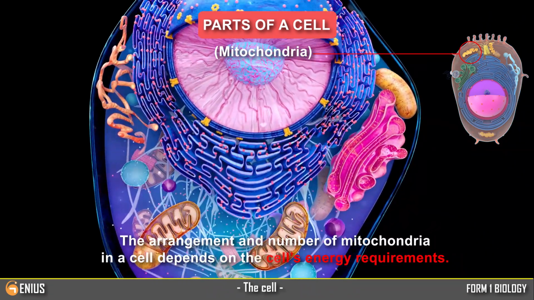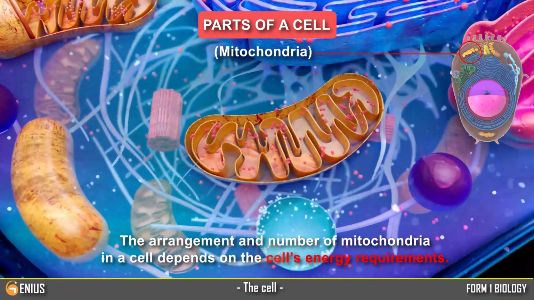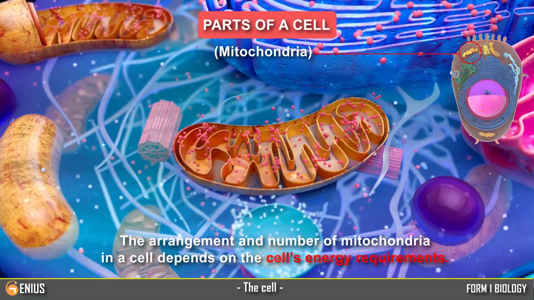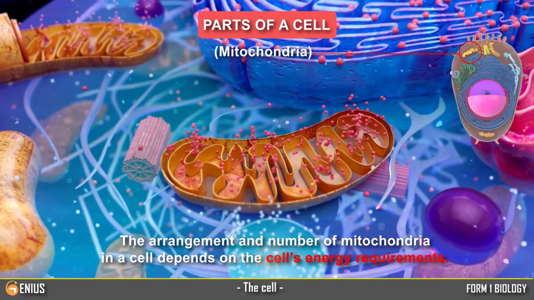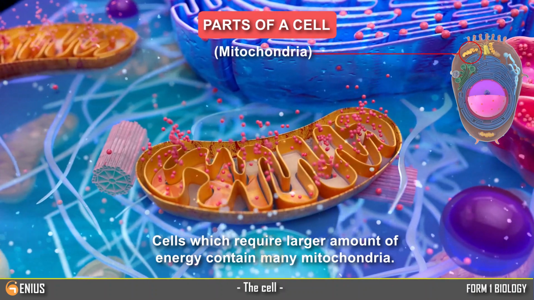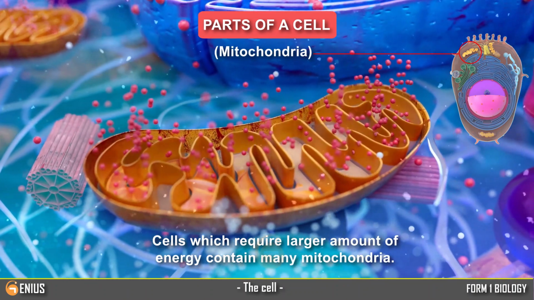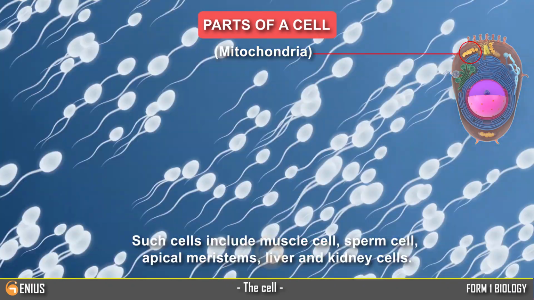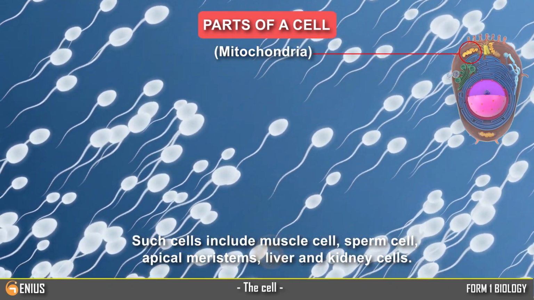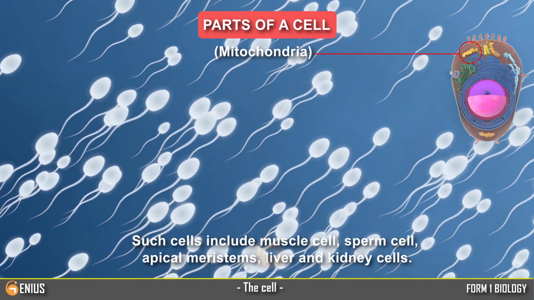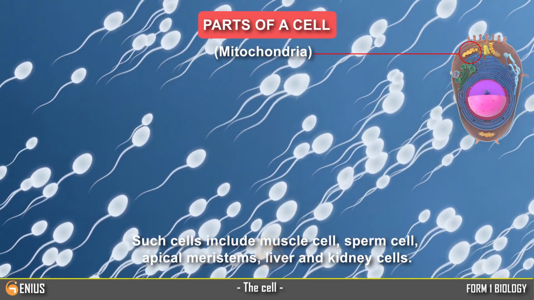The arrangement and number of mitochondria in a cell depends on the cell's energy requirements. Cells which require larger amounts of energy contain many mitochondria. Such cells include muscle cells, sperm cells, apical meristems, liver and kidney cells.